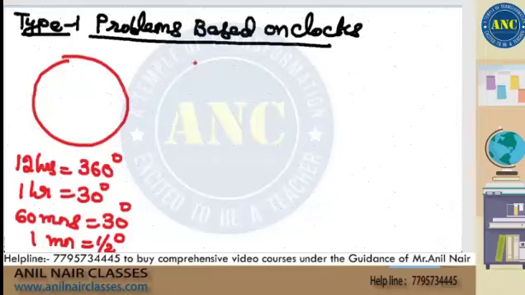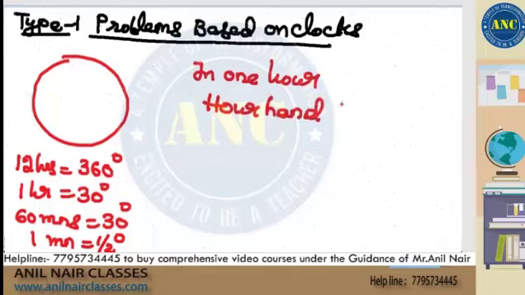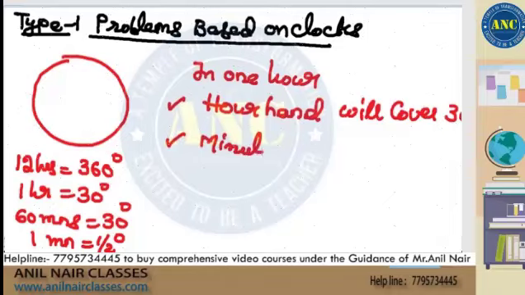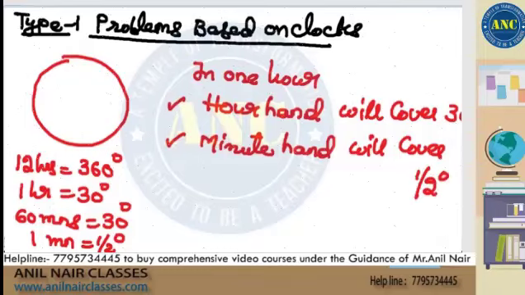Please write down that point. In 1 hour, our hour hand will cover 30 degrees, and the minute hand will cover half degree. In 1 minute, our hour hand will cover half degree. This is the concept. If you know this concept, you can easily solve.